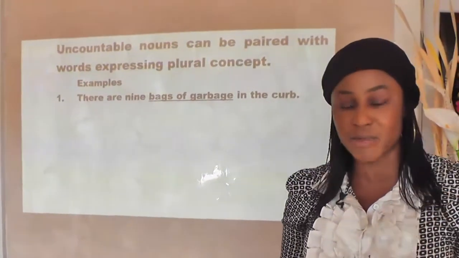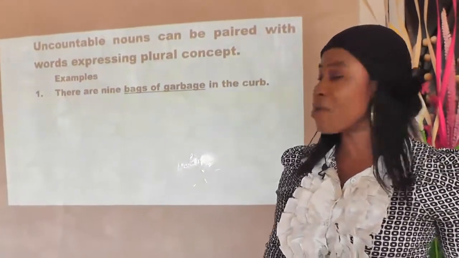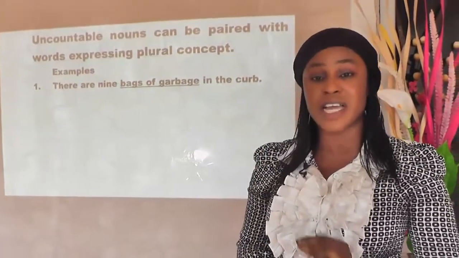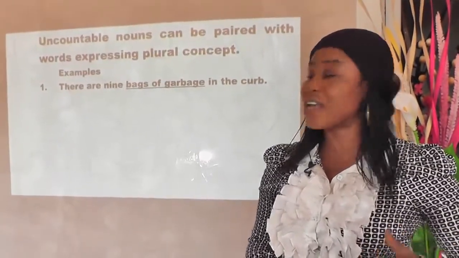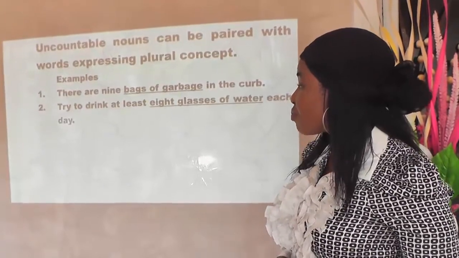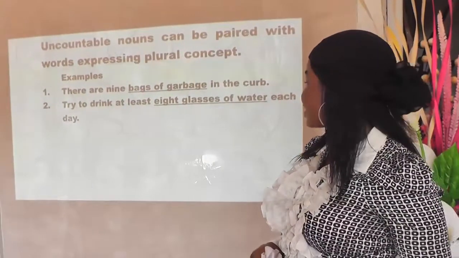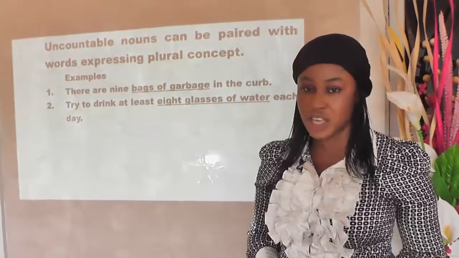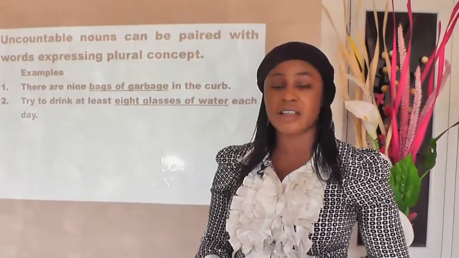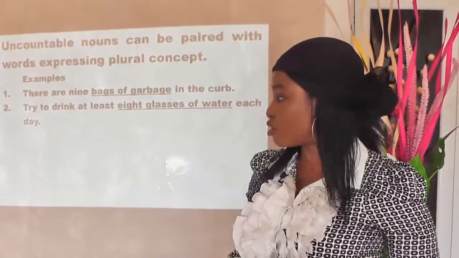It is countable now. It can be counted. But in this case, it is helping the garbage we have in that, because garbage cannot be counted. So it is quantifying the noun garbage. Second example, try to drink at least 8 glasses of water each day. That is another example showing countable and uncountable noun used together.